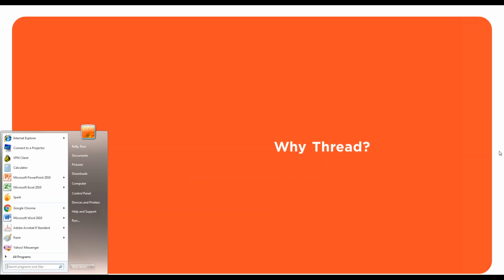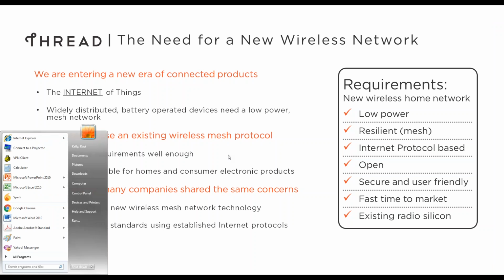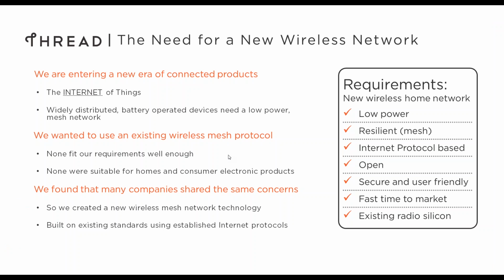In the following slides, I'll provide you some insight as to why we felt Thread was the right fit for the market. With Thread, we found the need for a new wireless network, as we considered some requirements including low power, resiliency, internet protocol-based, open, secure and user-friendly, fast time to market leveraging existing radio silicon, and consumer and home ready. And so as we thought about these requirements, we realized that we were entering a new era of connected products, products that are part of the Internet of Things.